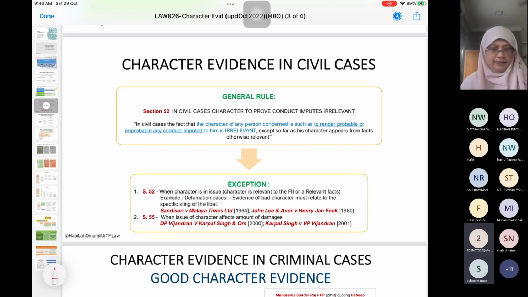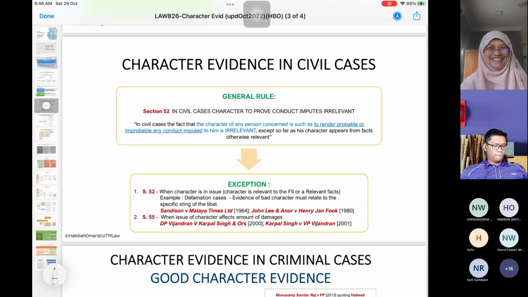Okay, boleh masuk balik? Boleh doktor, boleh. Juga dia tak pergi mana-mana pun kan. Boleh. Okay. Now, so we proceed on with character evidence.